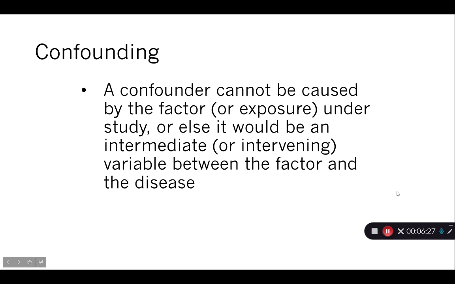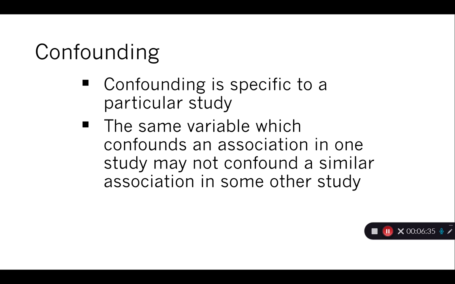A confounder cannot be caused by the factor or exposure under study, or else it would be an intermediate or intervening variable between the factor and the disease. Confounding is specific to a particular study. The same variable which confounds an association in one study may not confound a similar association in some other studies. Thank you. The end.